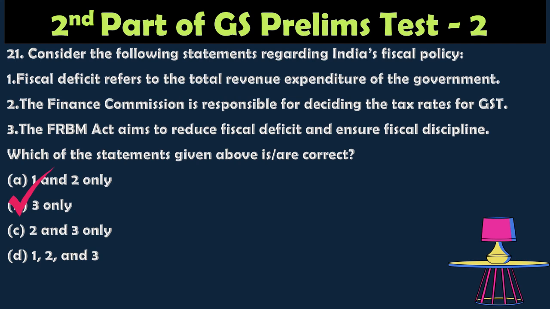Because the fiscal deficit is the difference between the total expenditure and total revenue excluding borrowings. It's not the same as the revenue expenditure. So statement 1 is incorrect. The GST Council, not the Finance Commission, decides the tax rates of GST. Hence statement 2 is also incorrect. The Fiscal Responsibility and Budget Management Act aims to reduce the fiscal deficit and also maintain fiscal discipline. Hence statement 3 is correct. So the option is B.